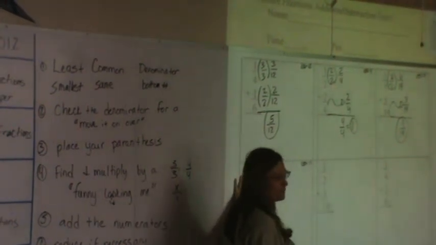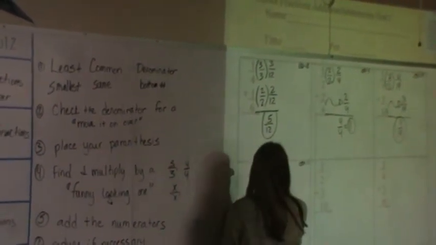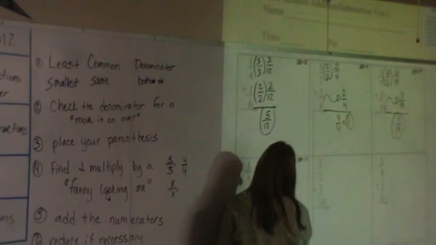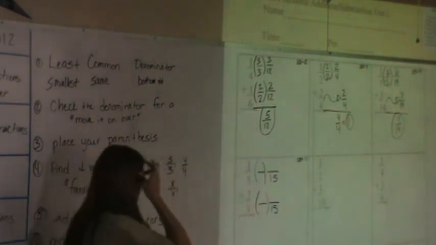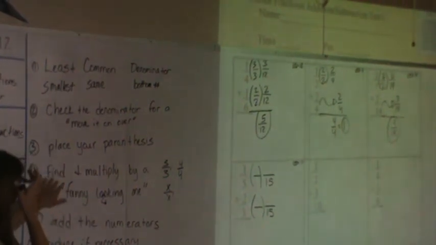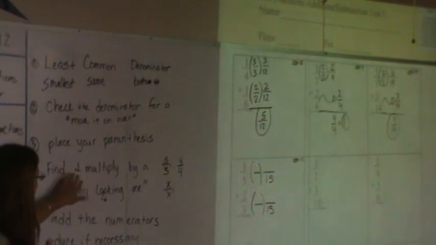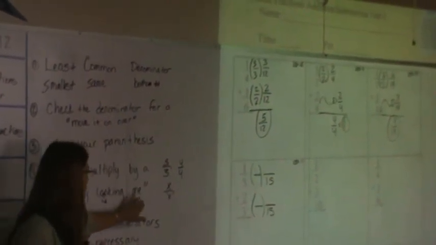Place your parentheses. And how many sets of parentheses are we going to need this time? 2 sets. So let's go. Parentheses, fraction bar, 15. Parentheses, fraction bar, 15. Excellent. Okay, so we have our parentheses. Step 4, read it with me, go. Find and multiply by a funny looking one.